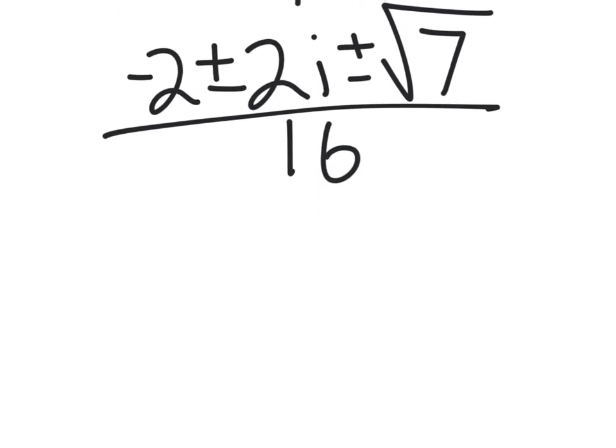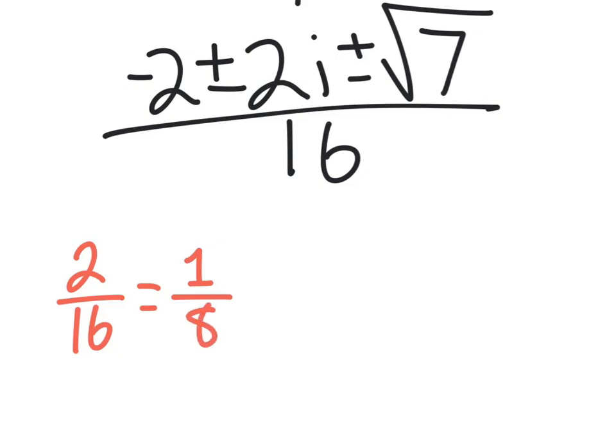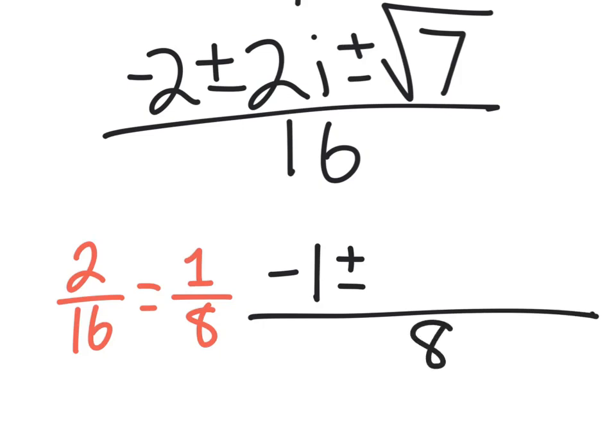So we're almost done. This is the stage that we're at, and we need to ask ourselves, can we simplify this any further? Well, I know that 2 divided by 16 gives us what? 1/8, right? So likewise, we're going to apply that here, and we're going to simplify this to negative 1 plus or minus, and actually I'm going to pause, I'm going to do the whole thing over 8, because we're dividing both the numerators and the denominators by 2.